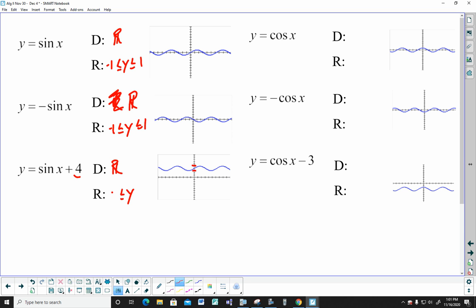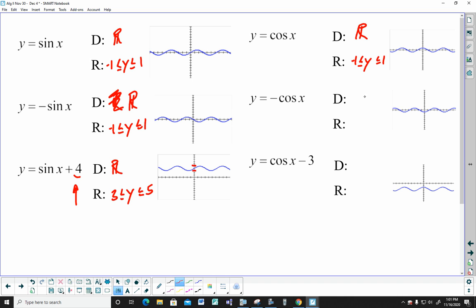Now I know that's small, I'm sorry. You can also see it if I added 4 to both of these. It's trapped between, because that's what it did, it lifted it 4 units. Add 4, you get 3. Add 4, you get 5. That's how I got those numbers. Okay? Looks very similar. It goes on forever left to right, and it's trapped between -1 and 1.